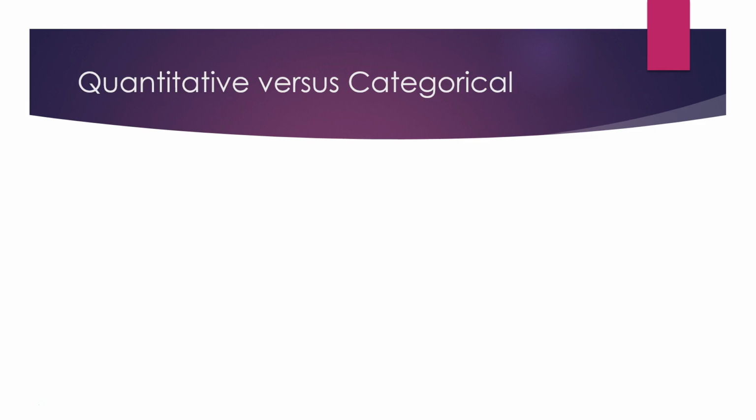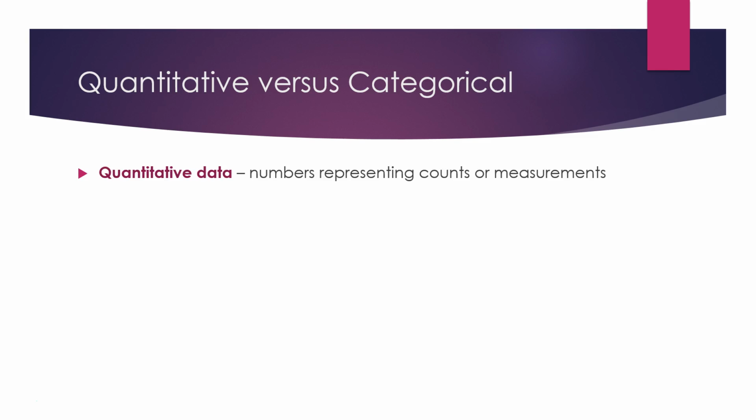The next is quantitative versus categorical. I like these two because the name itself kind of describes the variable type. So first, quantitative data are numbers representing counts or measurements. So quantitative has quantity pretty close in it. So those are going to be numbers that represent counts or measurements.